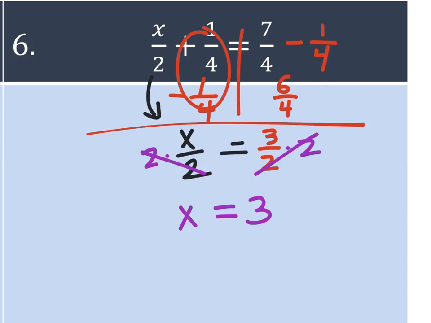Now just to make sure, right? Because we do need to check. I'm just not going to show the work. I'm going to do it on the calculator. I got 3 over 2 because it used to be x over 2, but I replaced the x with 3. And I push plus 1/4. And when I push enter, I should get 7/4, which I do. So now I know for sure that x equals 3.